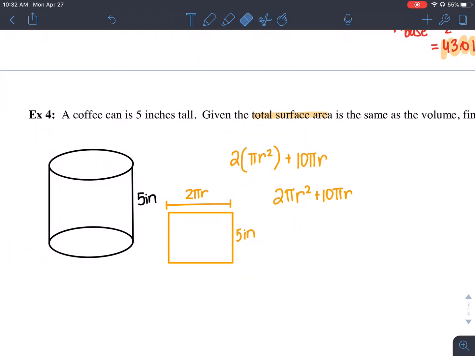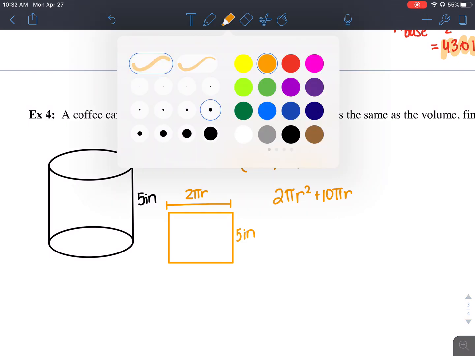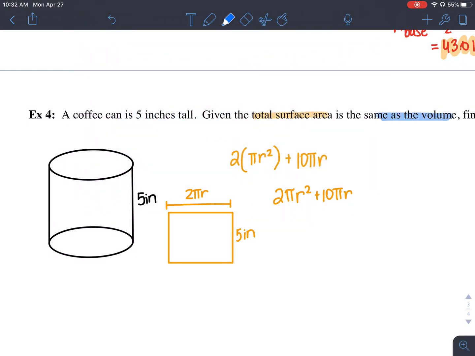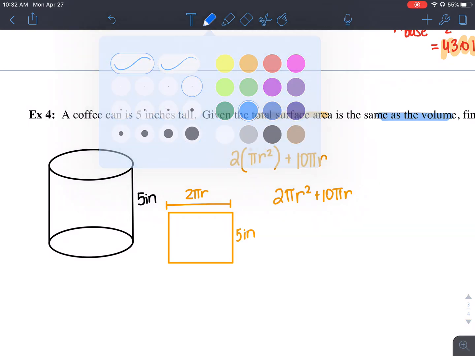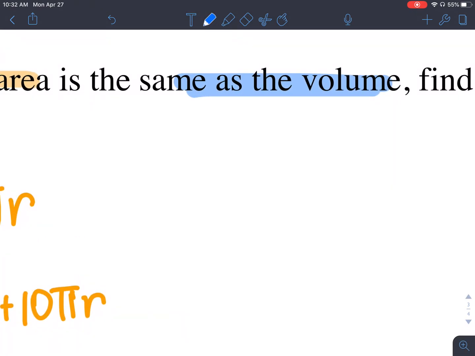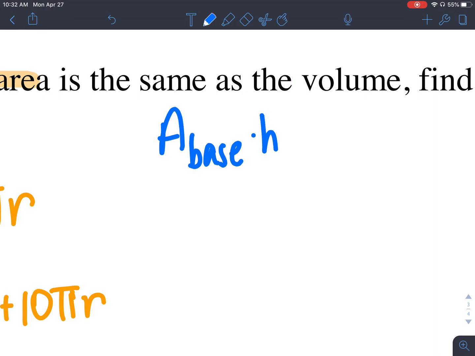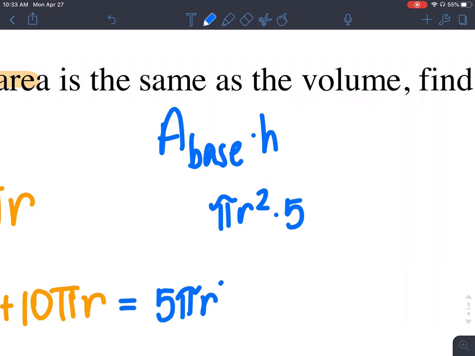Now I know that that's going to be the same as volume. So the volume of anything really is the area of the base. Actually, I could write that a different way. Area of base times height. And in this case, my area of my base is going to be the area of a circle. So pi r squared times my height, which I know was 5. So now I know that this equals 5 pi r squared.